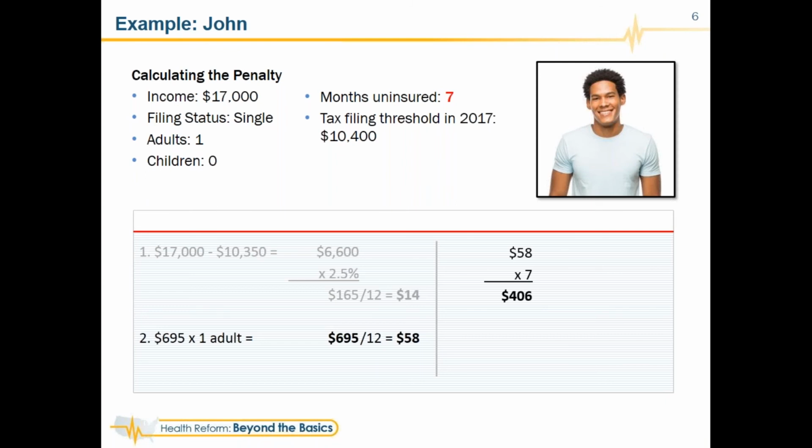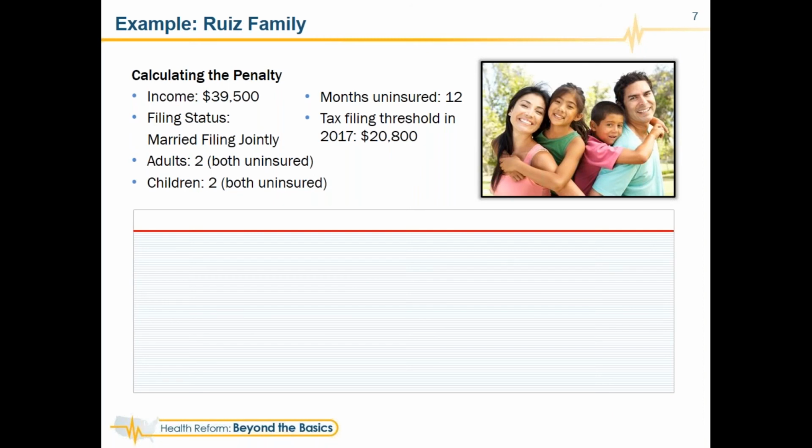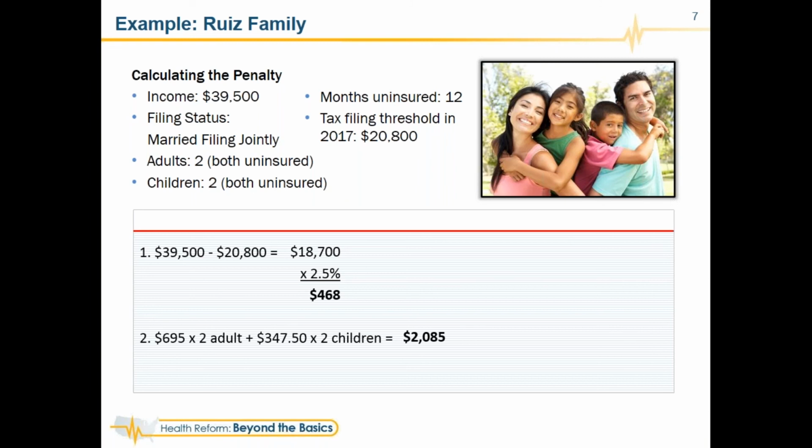It's a little more complicated when you're talking about a whole family. Here we have the Ruiz family. The income is almost $40,000. It's a couple that's married filing jointly with 2 kids. We're going to assume that everyone is uninsured. And the tax filing threshold here is $20,800. So we're going to subtract out that amount from the income to figure out the amount of income they have above the tax filing threshold, multiply that by 2.5% to get $468, and then we'll calculate it the other way. So if we take the flat amount for each adult and the flat amount for each kid, you get $2,085, and that is going to be the penalty for this family.